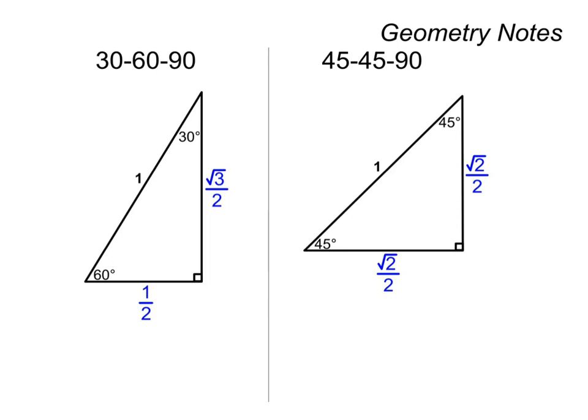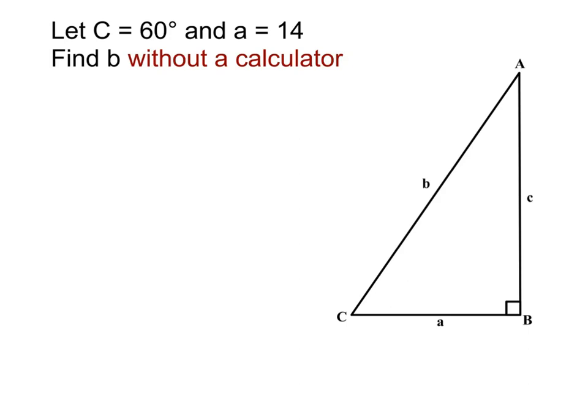Now, knowing these exact values is going to allow us to figure out some other things very quickly. It's going to keep us from having to rely on our calculators. So let's actually see how we can use this information. In this problem, we are told that angle C is 60 degrees. We have side A, and we're trying to figure out side B.